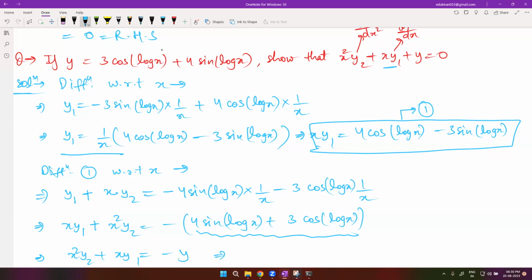You can see the equation, whatever equation I wanted to show, I can form the equation from this itself. One way to solve is what? You find out y1, the value of y1, and find out the value of y2, and then put those values here. जैसा हमने first question में किया, right? So you find out the value of y1, you find out the value of y2, and then you put those values in the equation which you need to prove.